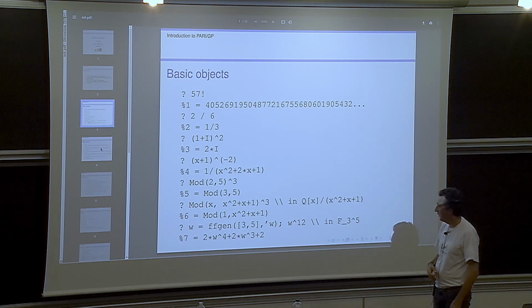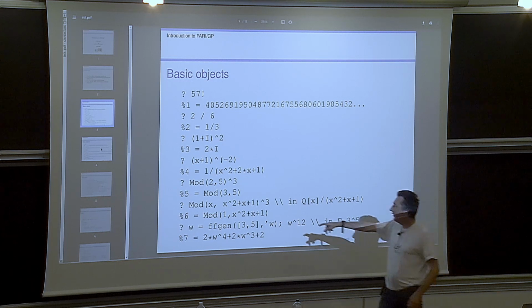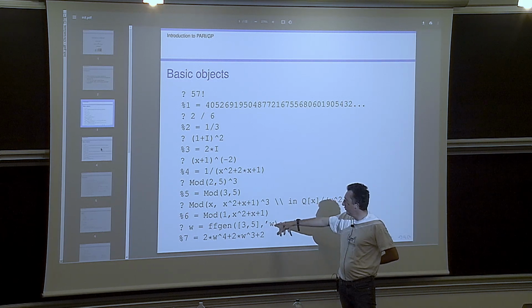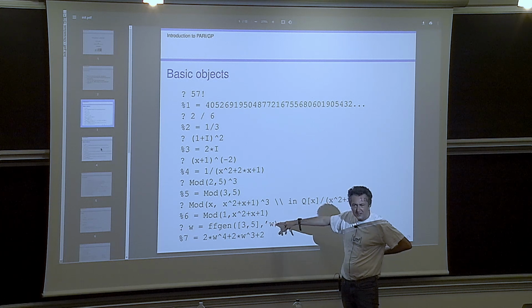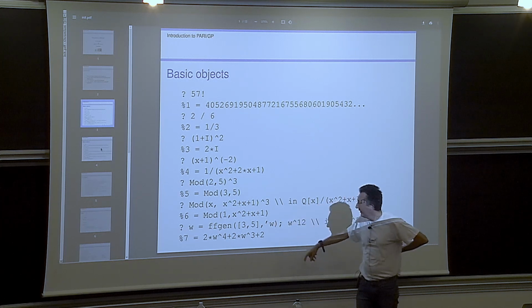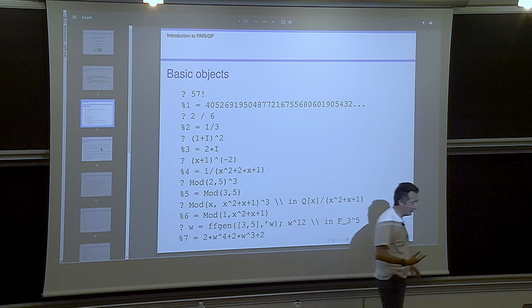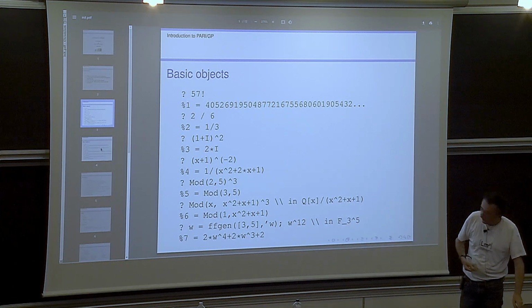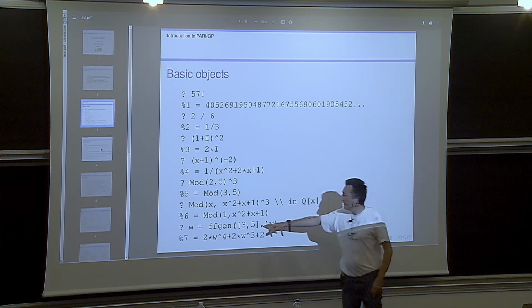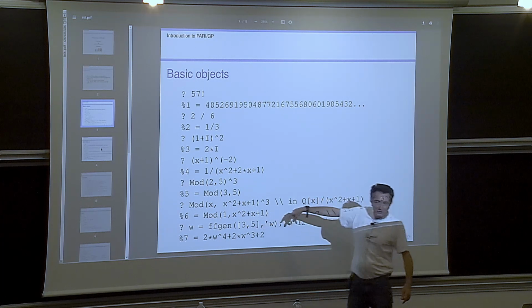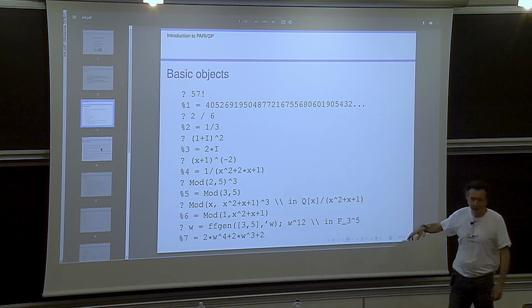What is the finite field generated 3, 5, and then what does the apostrophe W mean? Oh, this is okay. The code W says you want it to be printed W. So since you name it W, you prefer it to be printed W. So instead of giving just 3, 5, you can give an explicit irreducible polynomial of degree 5 over F3 if you want.